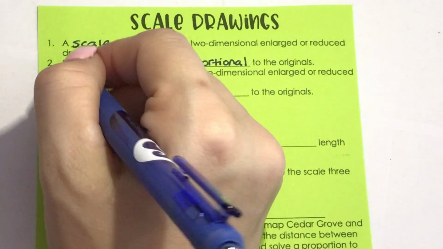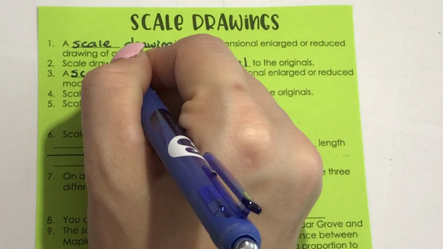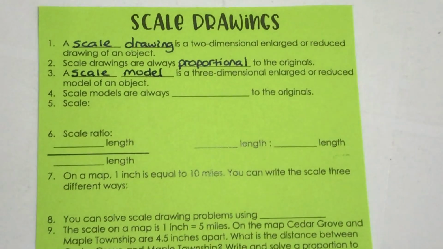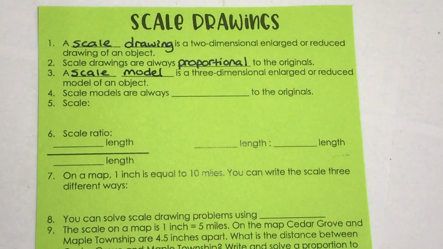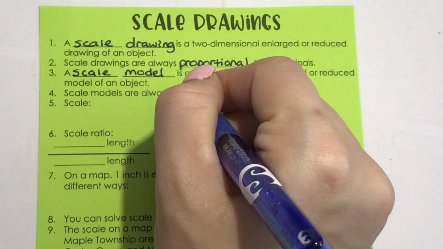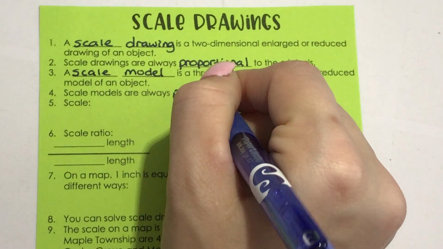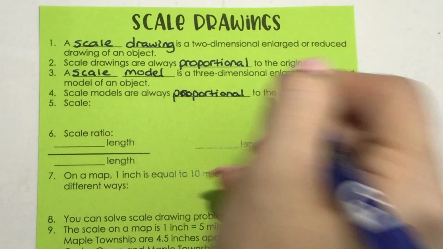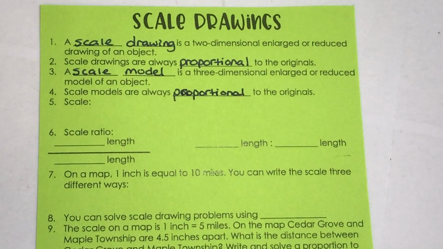A scale model is a 3D enlarged or reduced model of an object. Scale models are always proportional to the originals. So a scale drawing is flat, like a map. A scale model is 3D, like a globe. But they're both models, right? So that's the only difference between those two words.